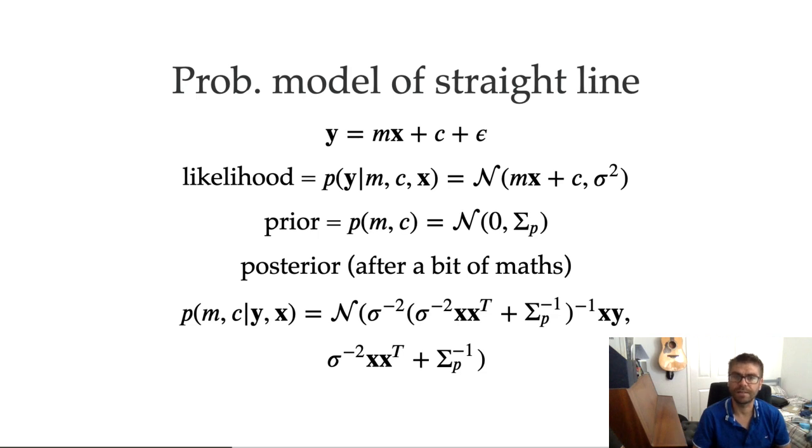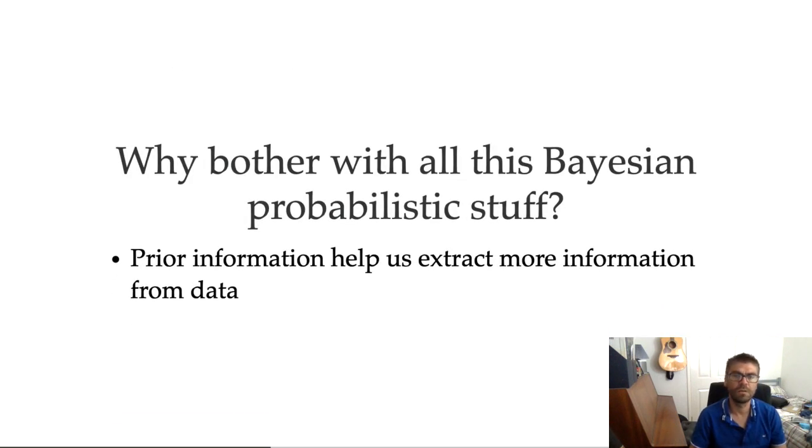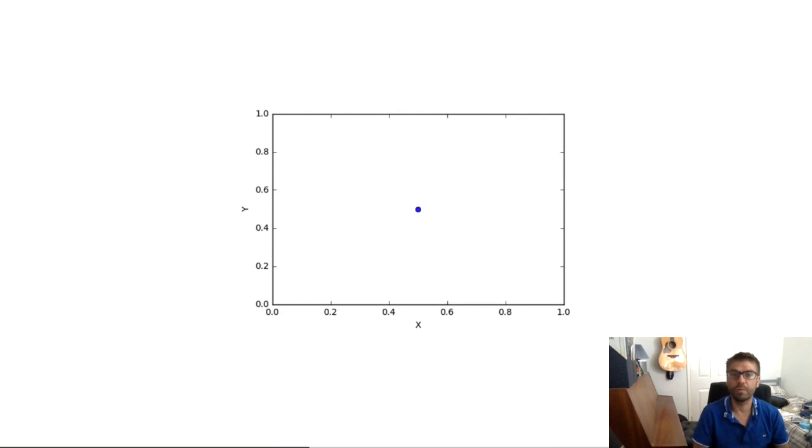But you can see analytically, even just for a simple straight line model, the maths can be fairly complicated. So then the question arises, why are we bothering with all this Bayesian probabilistic stuff when naively it seems fairly complicated? Well, let's look at the advantage of taking this approach. So first, let's look at how introducing prior information helps us extract more information from the data. And we'll do that using our straight line model, but introducing one data point, which you can see plotted here in our plot of y versus x.